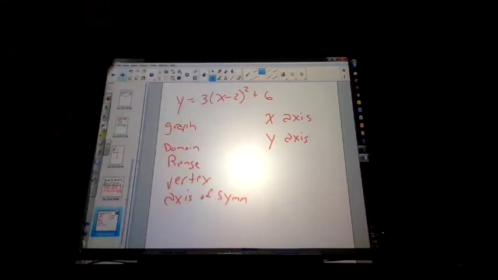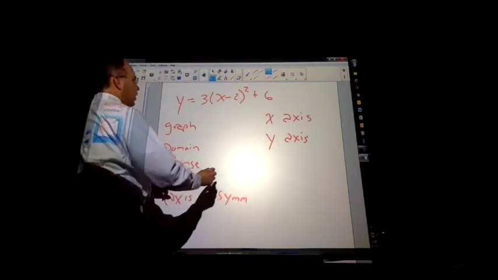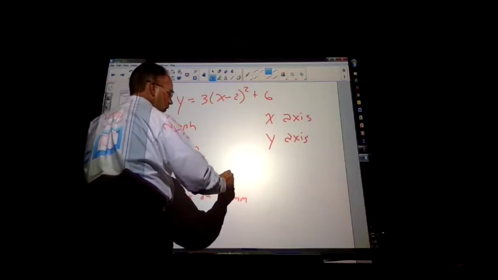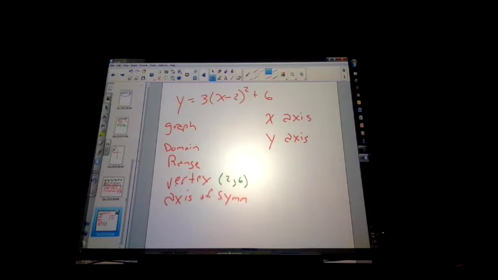All right, quick question for you on this problem. Is this already set up for us to give us a lot of information about the problem? Yes. Yes, it is. It's in vertex form. So things that I can answer right away on this problem is I can answer the vertex because it's set up that way. So I know the vertex is 2, 6. That's my first thing. Is that okay?